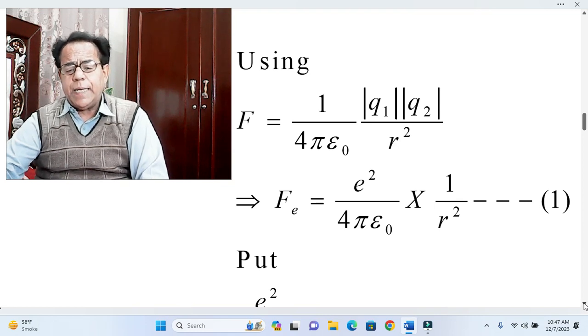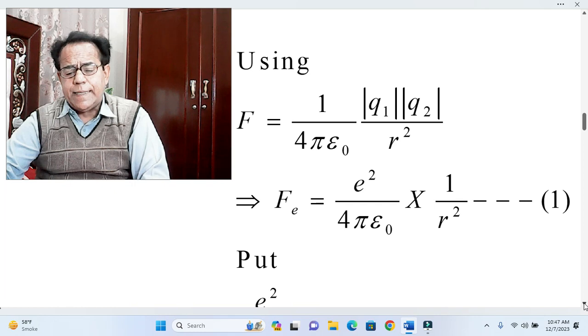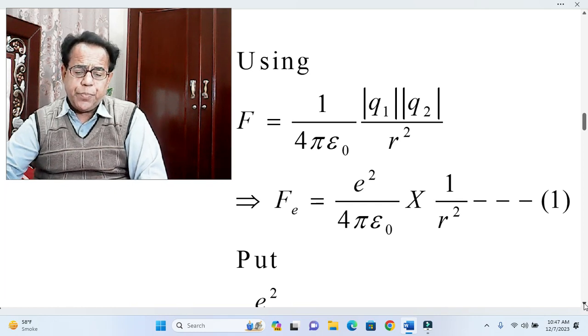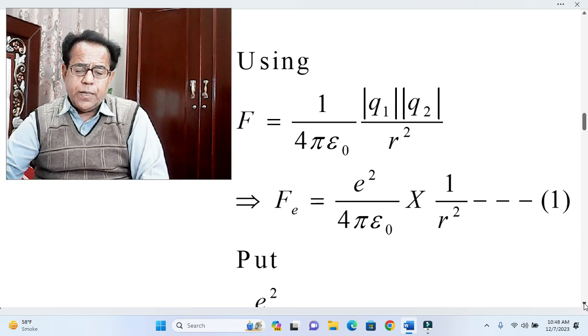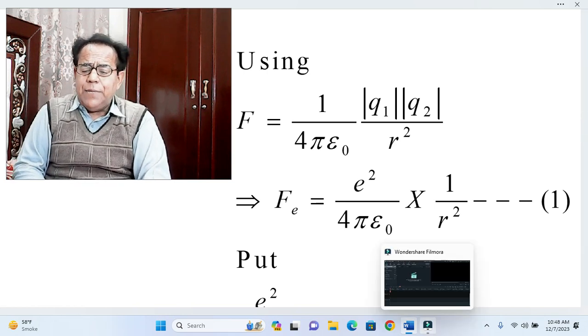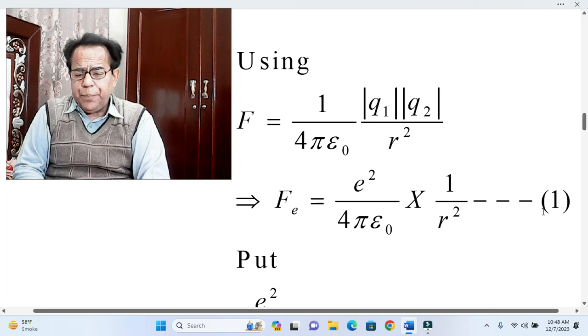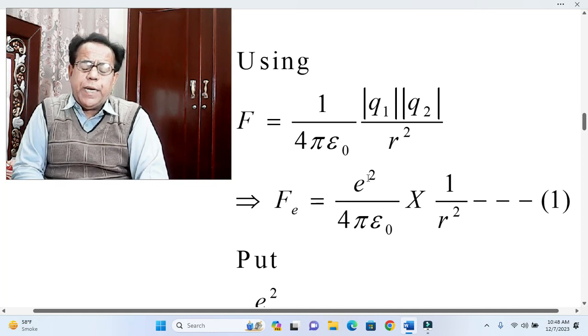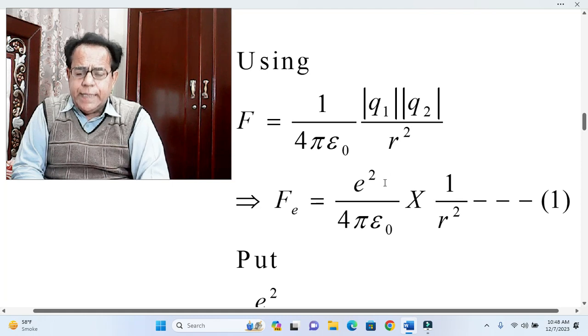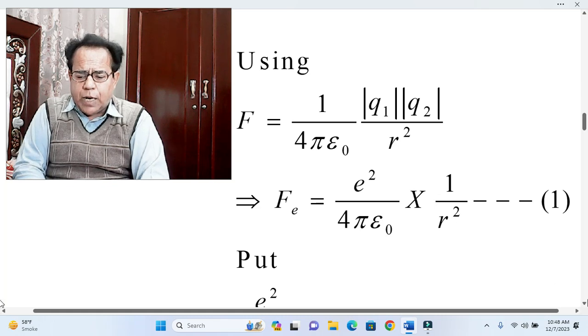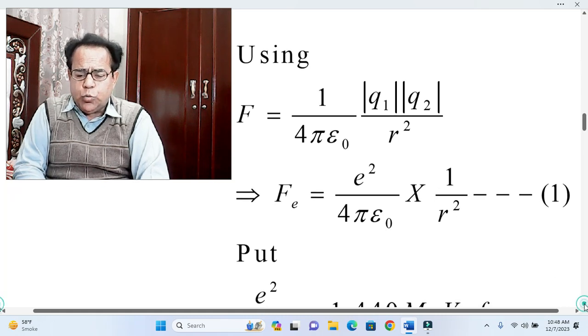Here, because e is squared, the minus sign will not come, because actually we are taking the modulus or absolute value of charge. In place of Q1 we will take e, and in place of Q2 we will also take e. So it becomes e square over 4 pi epsilon naught times 1 over R square. We have given equation number 1 to this expression.